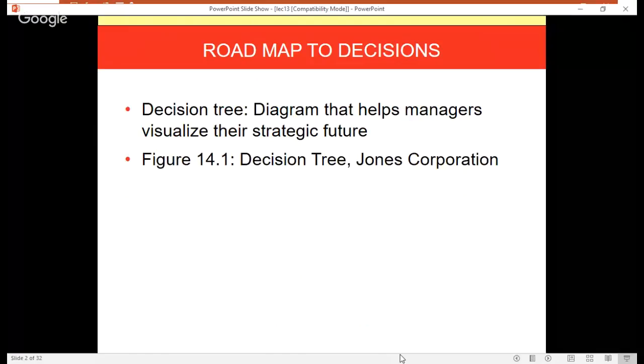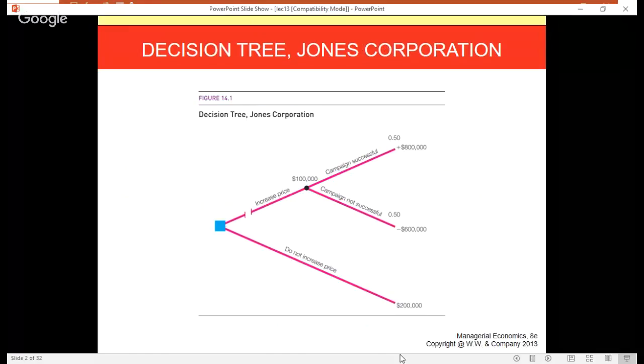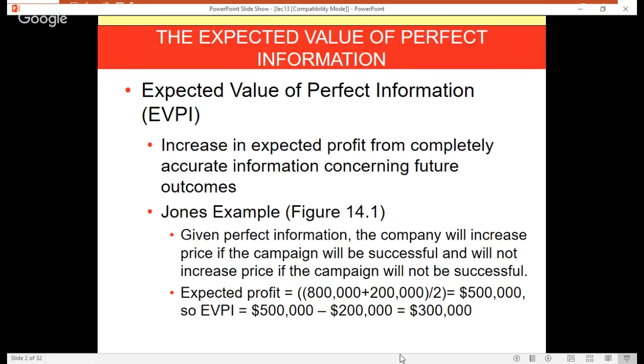So that brings us to our decision tree, right? So if I increase price with the new strategy, right, my expected profit is 100,000. If the campaign is successful, though, I make 800,000. But if it's not successful, I lose 600,000. If I don't increase price, I get 200,000. Okay, so we saw that the best strategy is not to increase price and just take the 200,000.